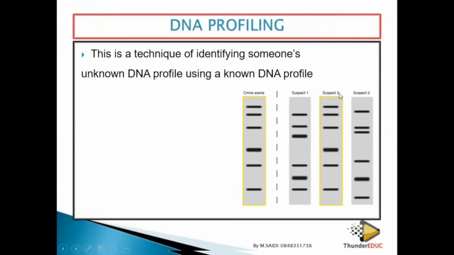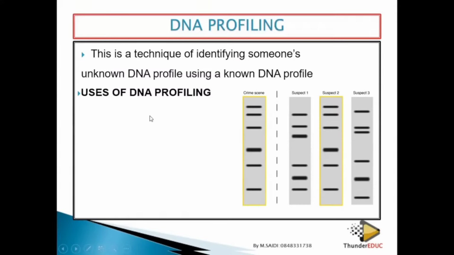Therefore, we will conclude that suspect number 2 is the person who did the crime. Why? Because what we collected from the crime scene and his or her DNA profile are exactly the same. Therefore, suspect 2 will be taken for accountability of this.